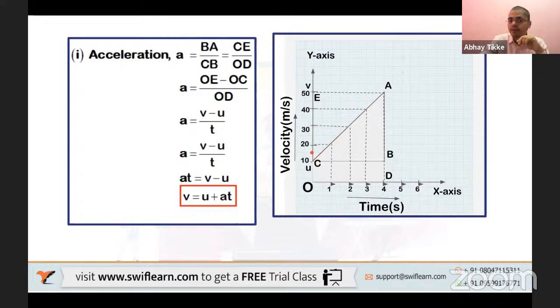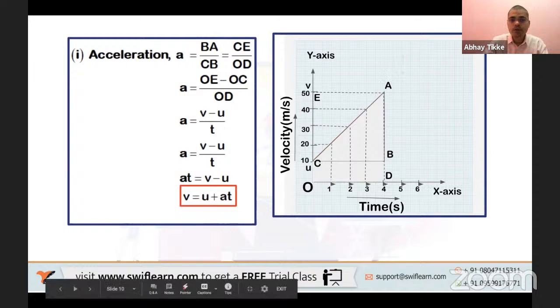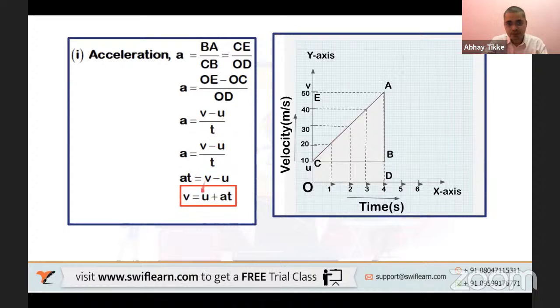So how much is OE? That is the final velocity, isn't it? And how much is OC? That's the initial velocity U, right? So OE minus OC is your V minus U. And what is OD? OD is your time taken. How much is the time taken? That is T, isn't it? So V minus U by T, that's your acceleration, right?